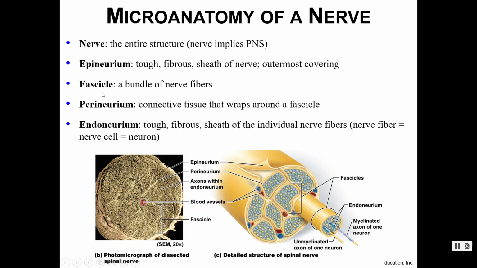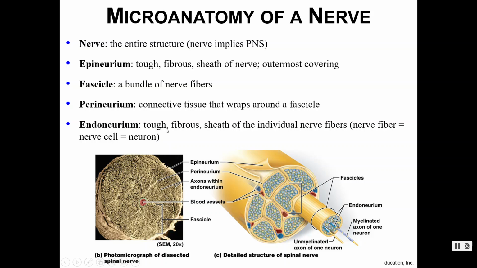And again, I'm really hoping that these sound somewhat familiar because this is basically how your muscle fibers were bundled together. Your endoneurium is a tough fibrous sheath of an individual nerve fiber. We call this a neuron. It's one individual nerve cell. So your endoneurium is comparable to your endomysium, that surrounded one muscle fiber.